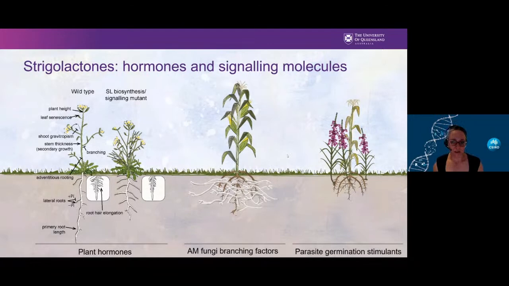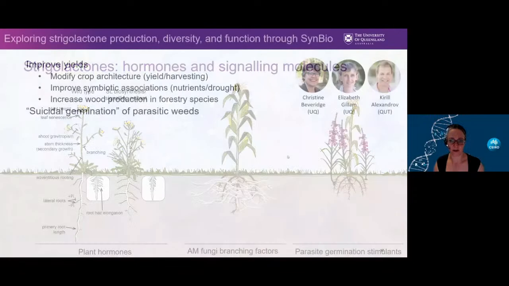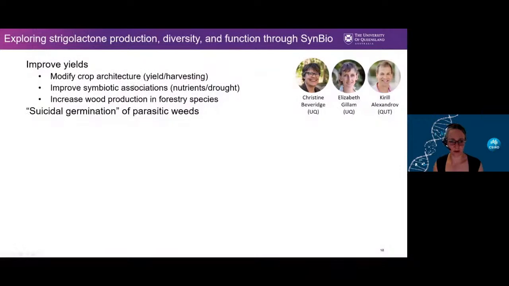So they're very interesting molecules and relatively newly identified. And there are a lot of different industrial applications that they could be used for. So they can be used to modify crop architecture to improve yields and harvest indexes. They can be used to improve symbiotic associations, to improve nutrient uptake and increase resilience to drought. And they can also be used to increase wood production in tree species.